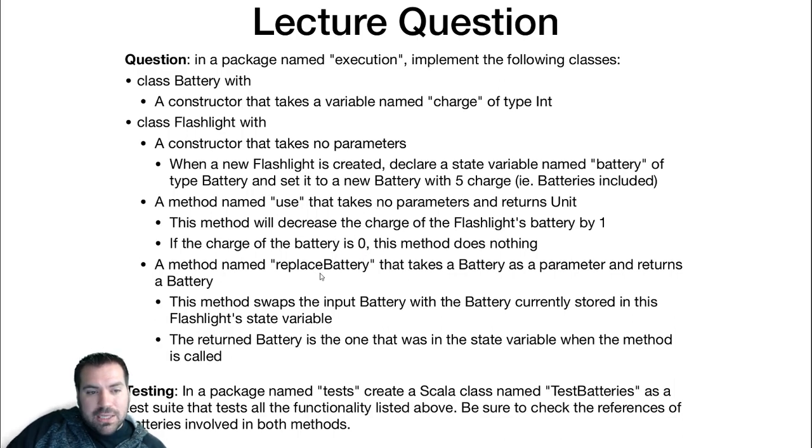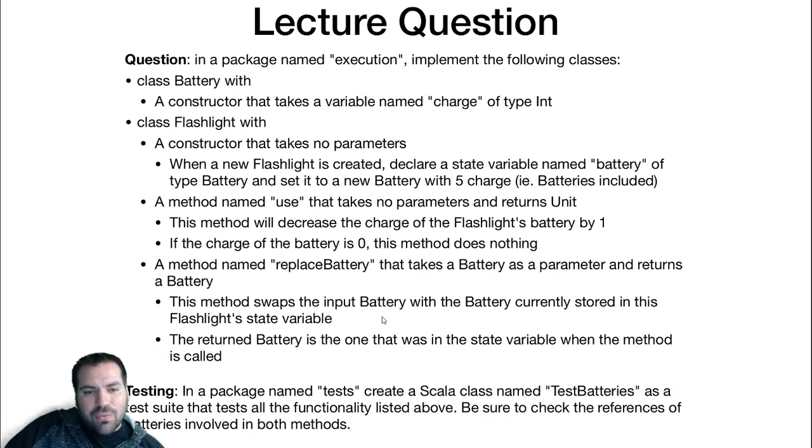And finally, replace battery. This is where it gets tricky. This is where the swap question came from in chat. Replace battery is going to take a battery as a parameter and return a battery, and it's going to swap the batteries. So I have a flashlight. It has a battery in it. I have a battery that I want to replace, and I'm going to literally replace these batteries. Add this battery into the flashlight, remove this one from the flashlight.